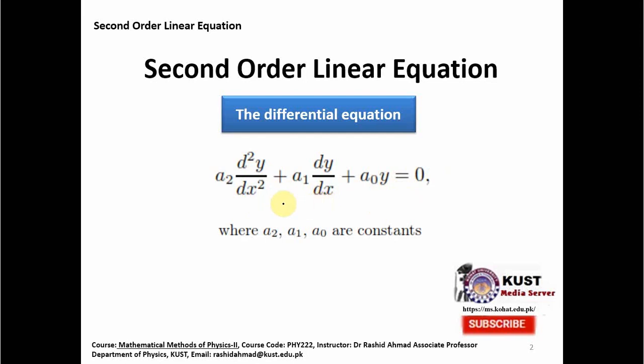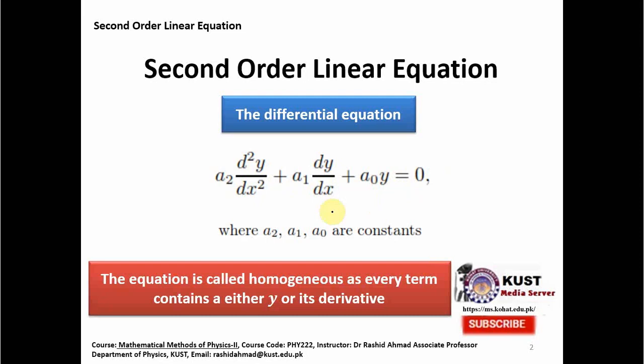Another thing about this equation is that it is a homogeneous equation, because every term of it contains y or its derivative, as you can see over here. So it is a homogeneous equation, and it is also a second order and linear equation. Here by linear we mean that the power of y is not greater than 1.